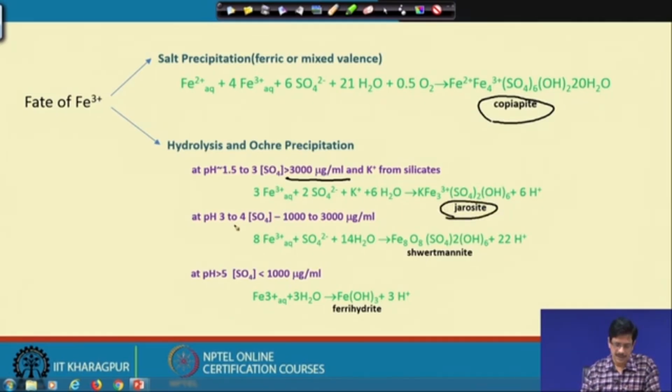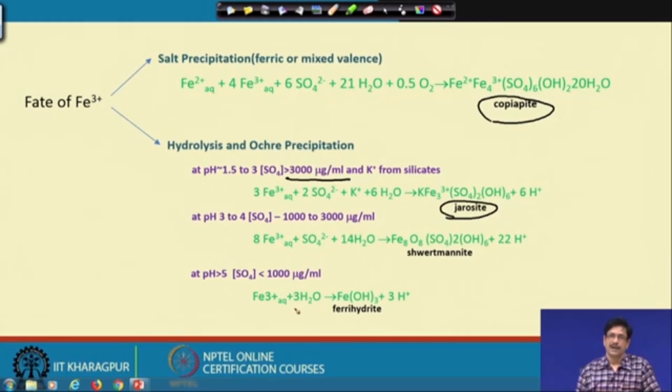If the pH is a little higher, between 3 to 4, and the sulphate concentration is between 1000 to 3000 microgram per ml, then it will form the mineral schwertmannite, whose composition we just saw before. And if the pH is greater than 5 and the sulphate concentration falls to much less than even 1000 microgram per ml, then ferrihydrite forms.